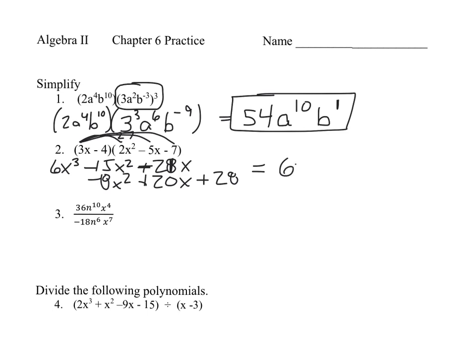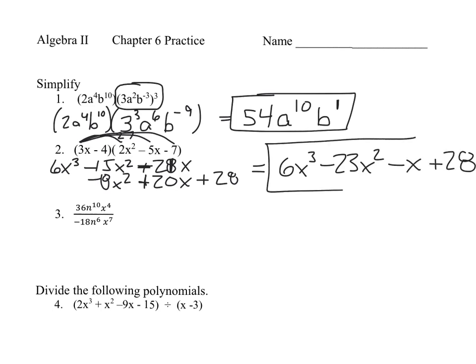Combining like terms, then, a 6x cubed minus 23x squared. I have a minus 21x and a positive 20x, which would be a minus x and a plus 28. Combining those like terms.